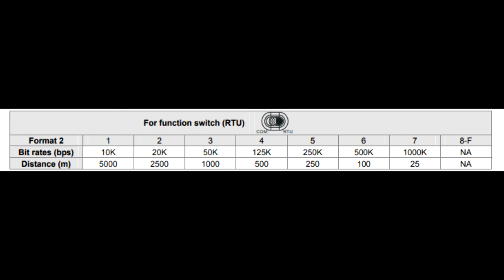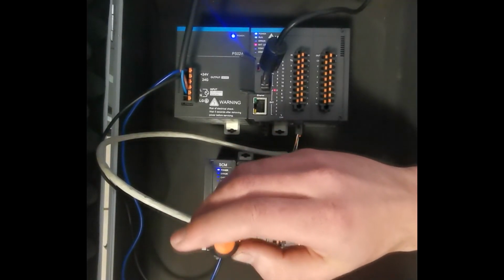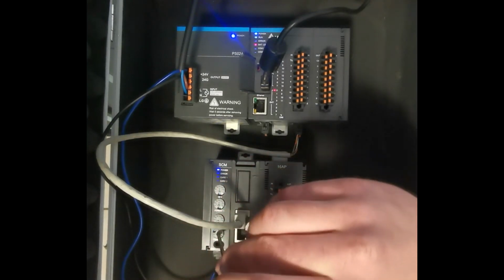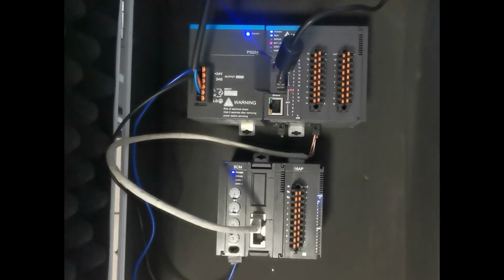After selecting the baud rate in Hardware Config, we will have to configure the baud rate on the RTU module by changing format 2 to the matching baud rate as per the shown table. I will now change format 2 to setting 7. At this point in time, we are done setting everything up hardware-wise.